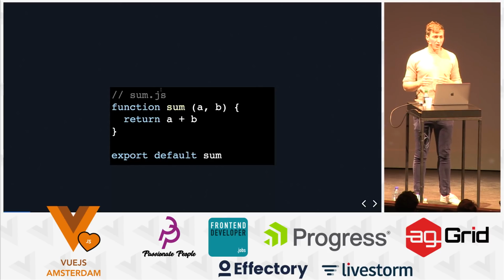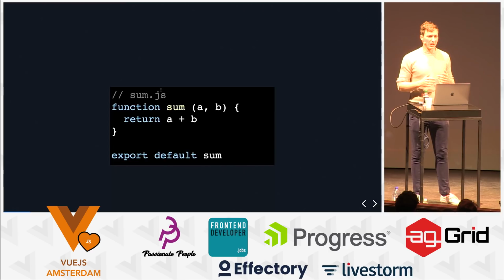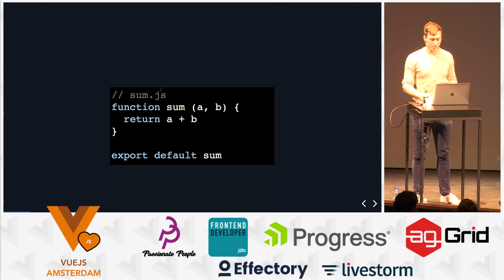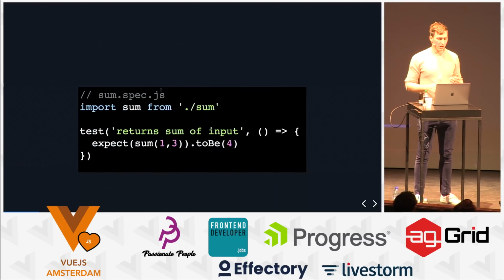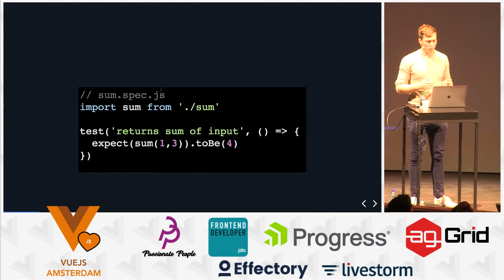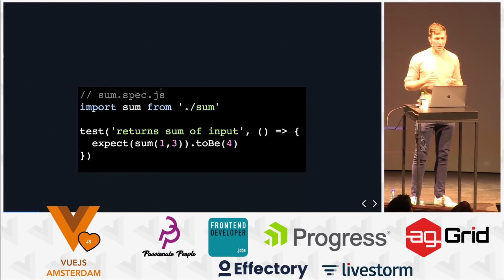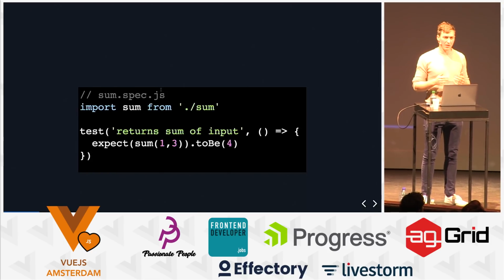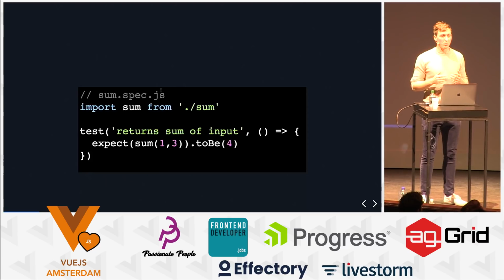So another way to check that the sum function is working is by writing a unit test, which is basically a piece of code that calls another piece of code and then reports back to us on whether that code returned the expected output. So here's a simple unit test for our sum function. We import the sum function, and then we define a test. We're using Jest as a test runner, and Jest is going to pick up this test and run it and report back to us on whether it passed or failed.